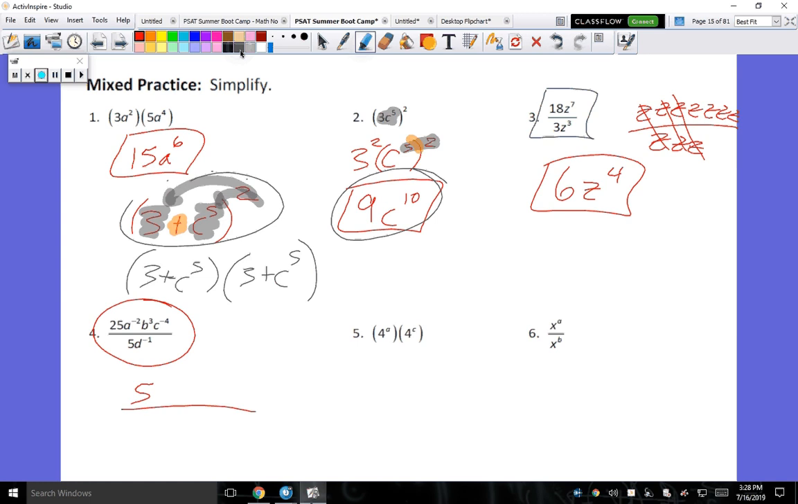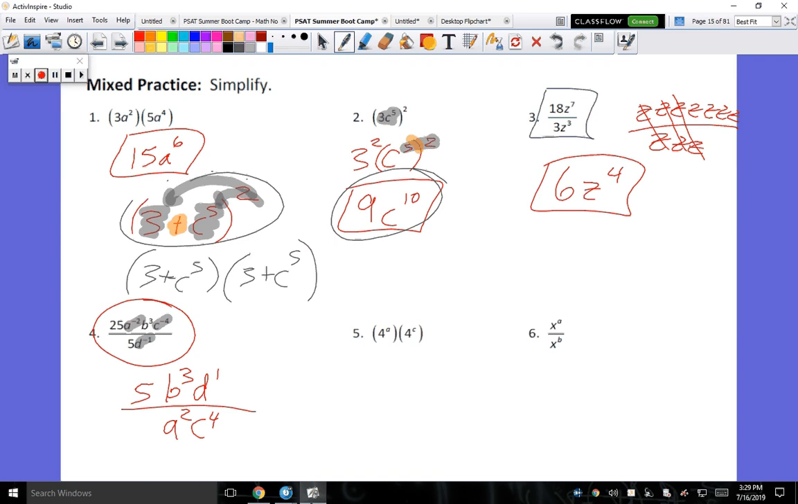What would be the next thing that you think we should do? Flip it, right? Make the negative powers move. So d to the 1 would go upstairs, a squared would go downstairs, and c to the 4th would go downstairs. And as you move them, they are becoming positive. So you have a squared, you have c to the 4th, the b cubed is still remaining upstairs, and you have d to the positive 1.